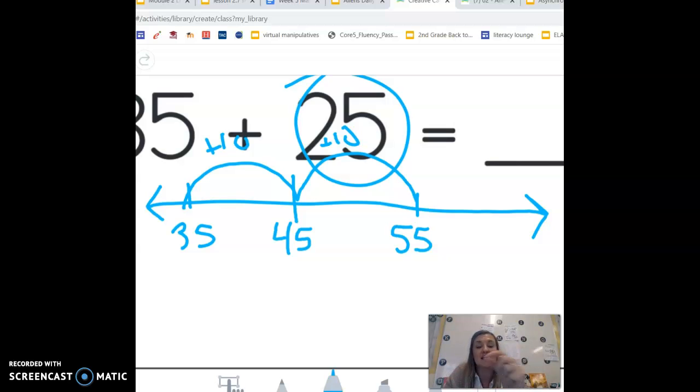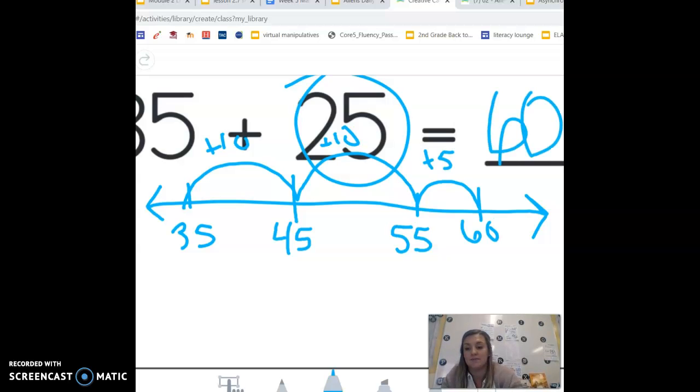But I'm not done. I still have to add my 5 ones. I know 55 plus 5 is 60. So 35 plus 25 is 60.